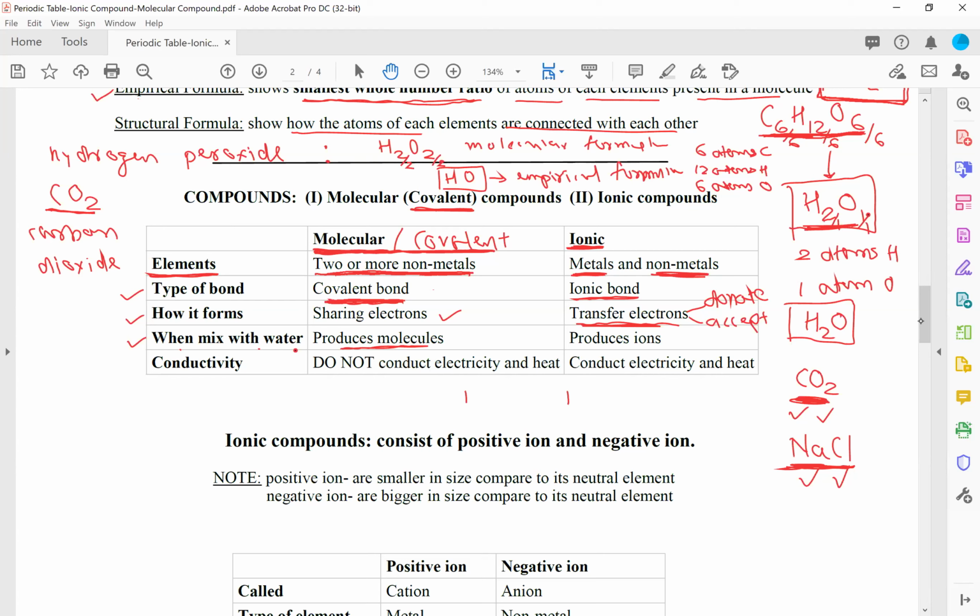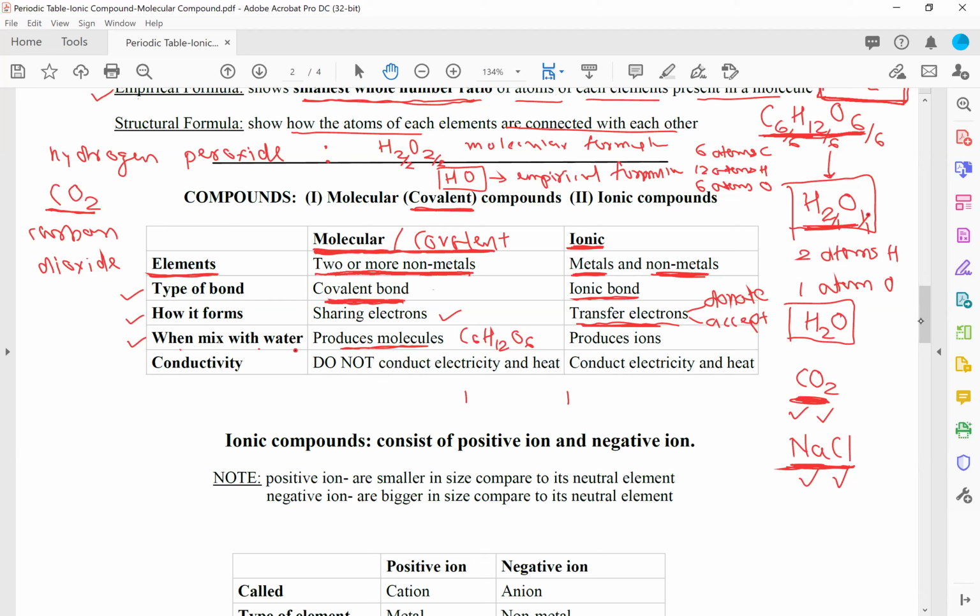The example is C6H12O6. This is the sugar. I think everybody must have seen it. If you take a cup of water and dissolve 1 teaspoon of sugar in it, it will dissolve. However, it will not fragment out. It will not break down. It stays as it is. Why? Because it is a molecular compound.